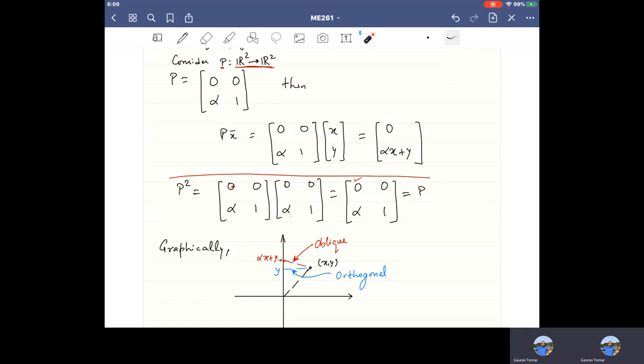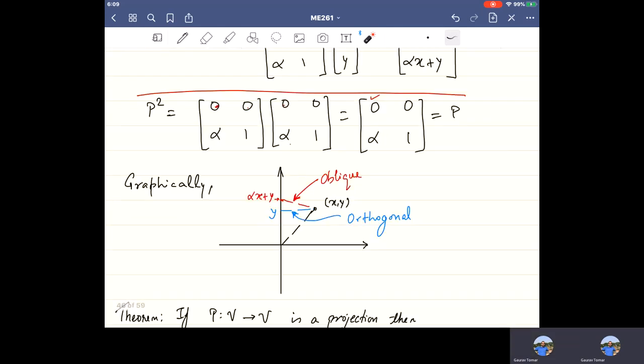So if you would look at this projection graphically, as I've shown here in the picture below, you would see that graphically it will turn out to be something like you have the x-axis, you have the y-axis, and then you have the point x comma y here. Now, orthogonal projection would have meant that you go to y, but in this case, you're going to alpha times x plus y. So you're going in an oblique way. So this is not 90 degrees. So you call it oblique transformation. As simple as that.